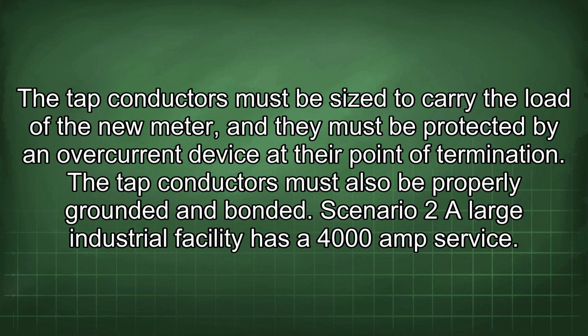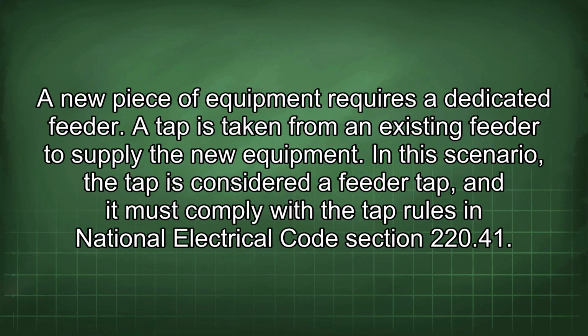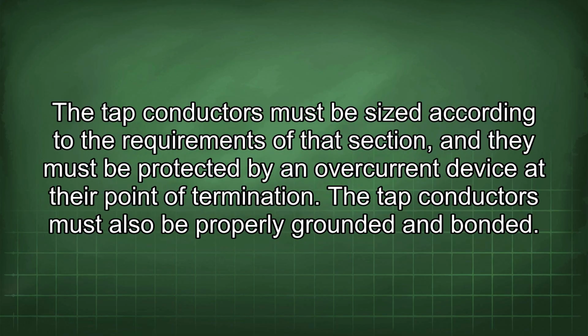Scenario 2: a large industrial facility has a 4000 amp service. A new piece of equipment requires a dedicated feeder. A tap is taken from an existing feeder to supply the new equipment. In this scenario, the tap is considered a feeder tap, and it must comply with the tap rules in National Electrical Code section 220.41. The tap conductors must be sized according to the requirements of that section, and they must be protected by an overcurrent device at their point of termination. The tap conductors must also be properly grounded and bonded.